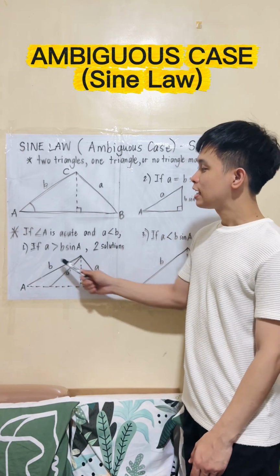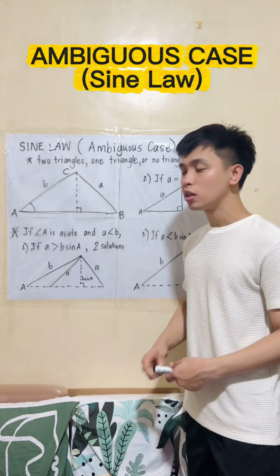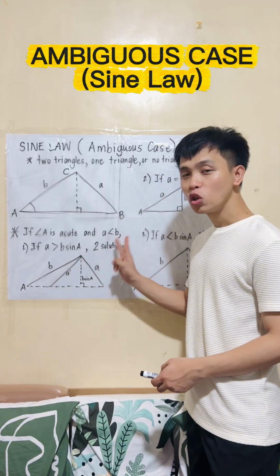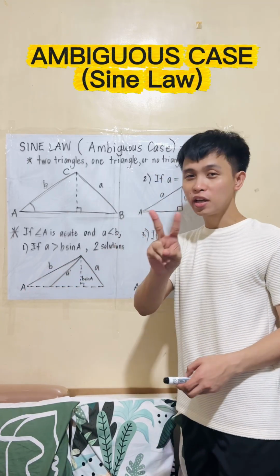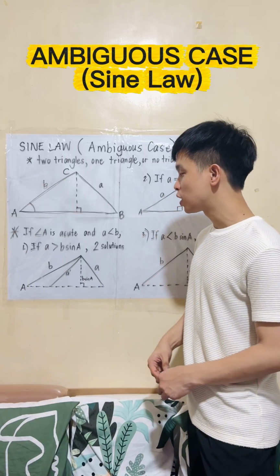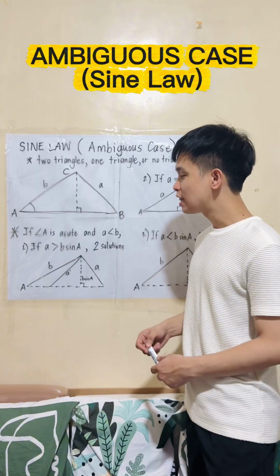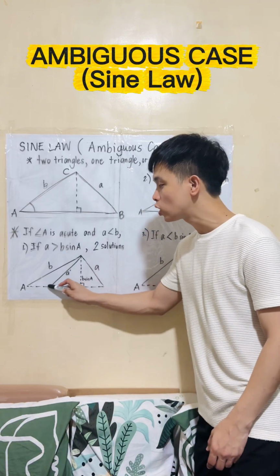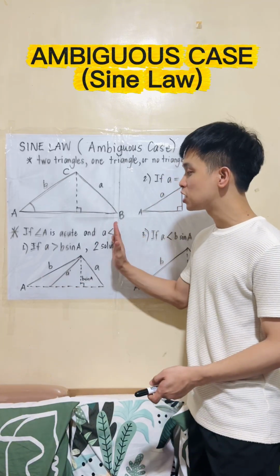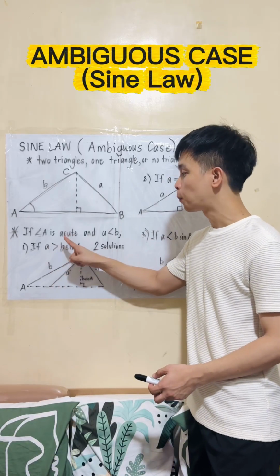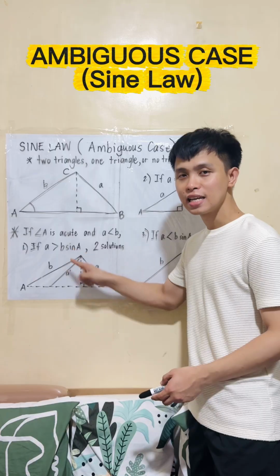In this case, if A is greater than the product of side B times sine A, then there are two solutions, which means two triangles will be formed. The first triangle is an obtuse triangle. This is A. And the second triangle is an acute triangle. Again, this will just happen if A is greater than the product of B and sine A.